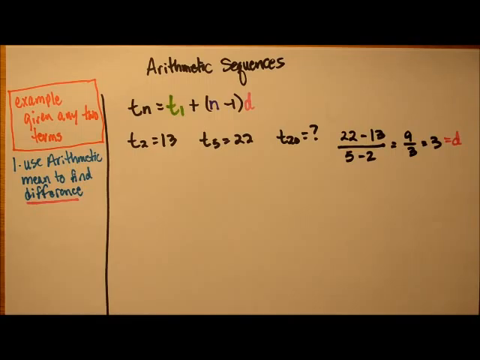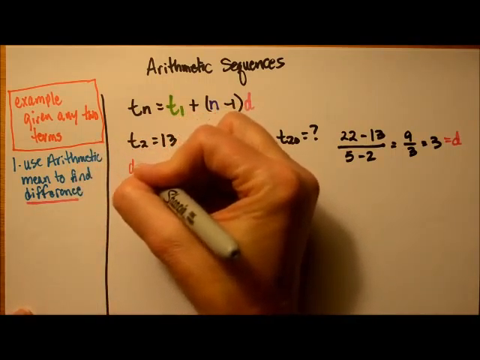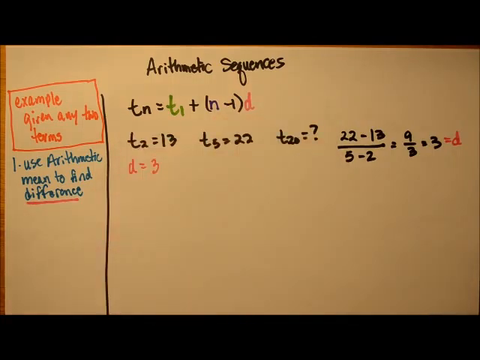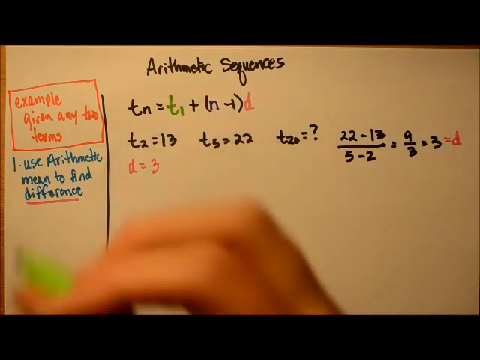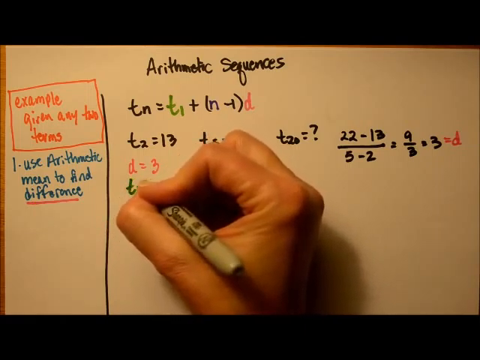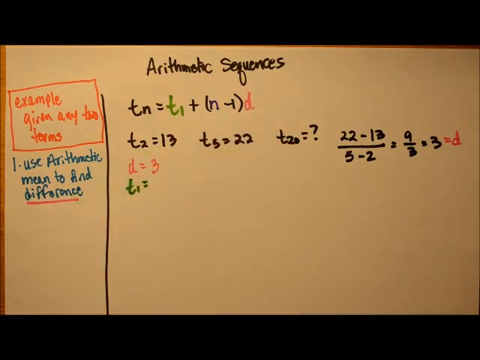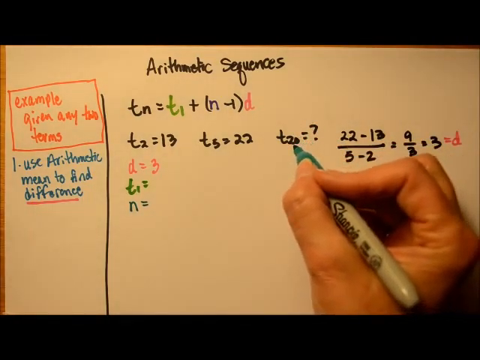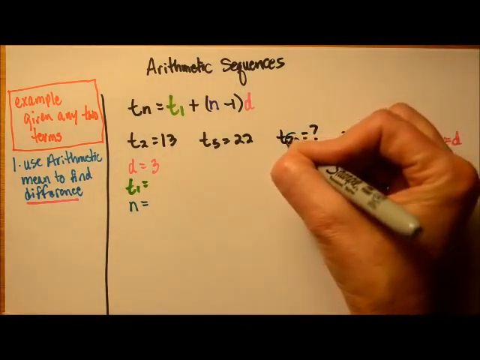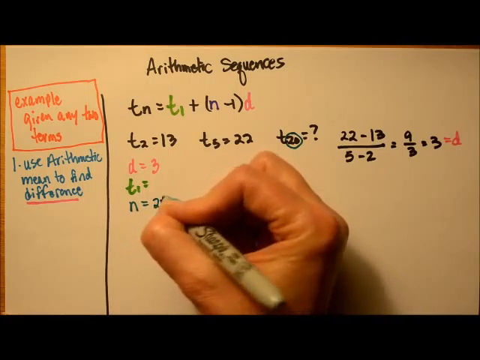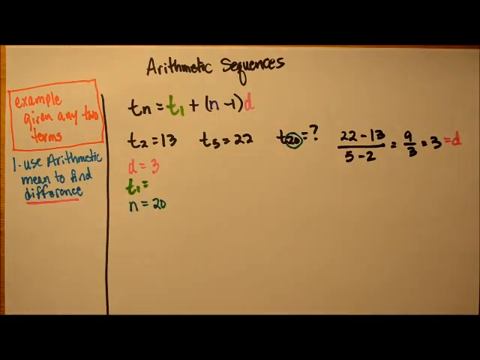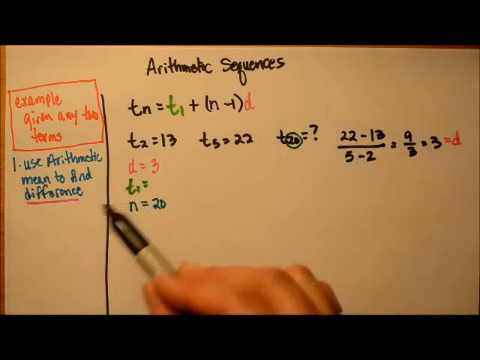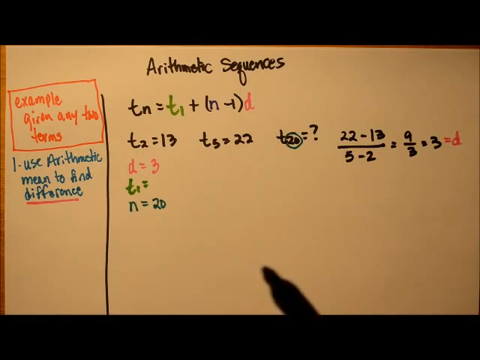So here's my list of 3 things. I need D, and I know now it's 3. The other thing I need is T1. And then the last piece that I needed was N. N is whatever number I'm looking for, so I'm looking for the 20th one, so 20. Now, the thing you don't have is T1, and you have to find T1.